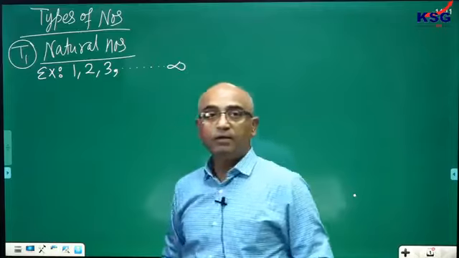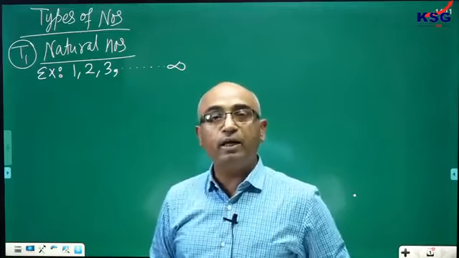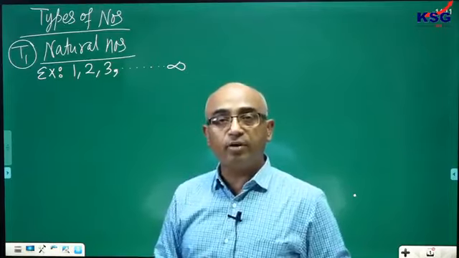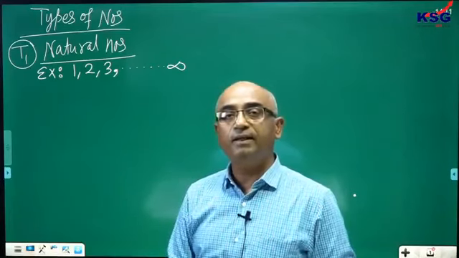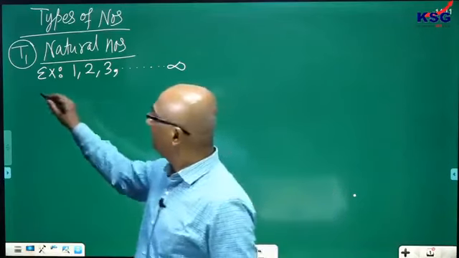Infinity. So, types of number. Counting numbers are known as natural numbers. Example: 1, 2, 3, and so on till infinity. These are natural numbers.